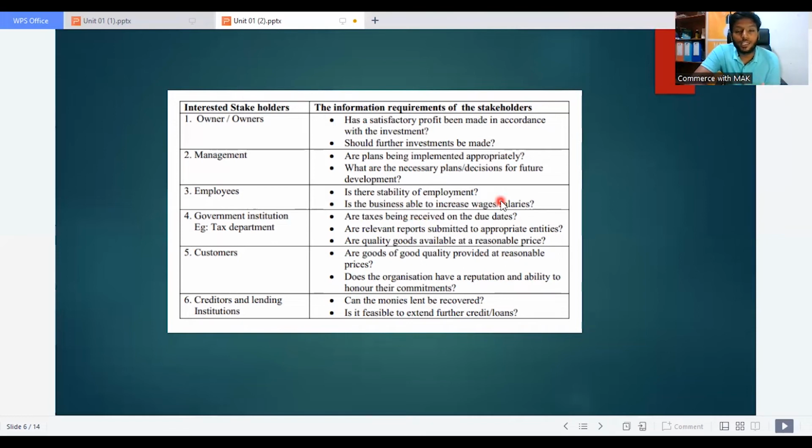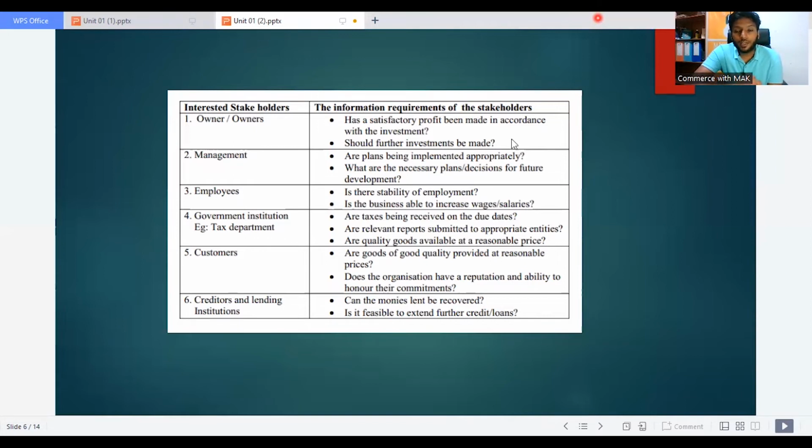Then the fourth group is the government institution or tax department. Are taxes being received on due dates? Are relevant reports submitted to appropriate entities? Are quality goods available at reasonable prices? So the government always looks at whether you are doing business in an ethical manner and paying taxes on time or not.